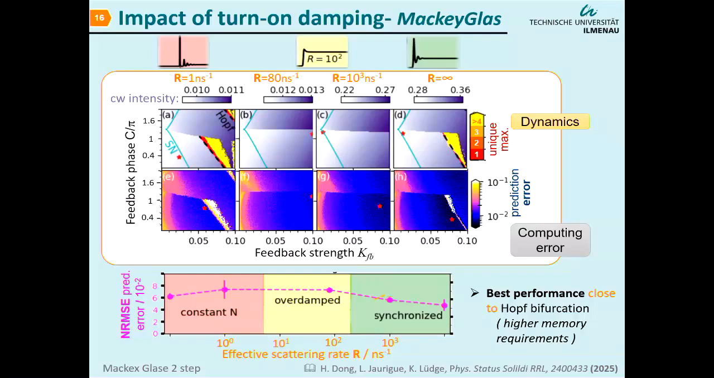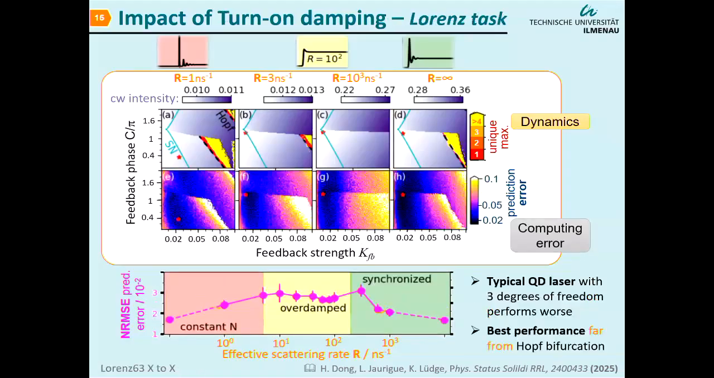So here it is working nicely close to the Hopf bifurcation. This plot here was more interesting for the number of degrees of freedom we have in the quantum dot laser. That was surprising. So if I go back here, that is performance plotted over the scattering rate, so over these different lasers. From left to right, different lasers, overdamped regime, synchronized regime.